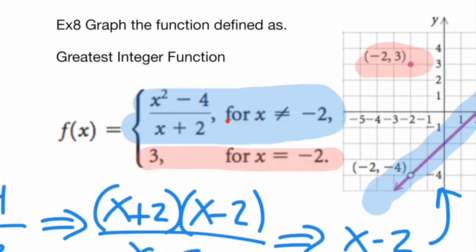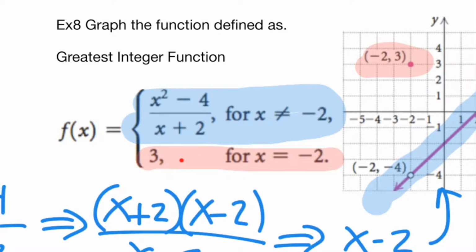Well, if x is -2, then you're going to zero the denominator. If you calculate this out, this would be 4 minus 4 over 0. That's 0 over 0, and we can't figure out what that would be. There's no value. It's undefined. So if x happens to be negative 2, then just use the value of 3.